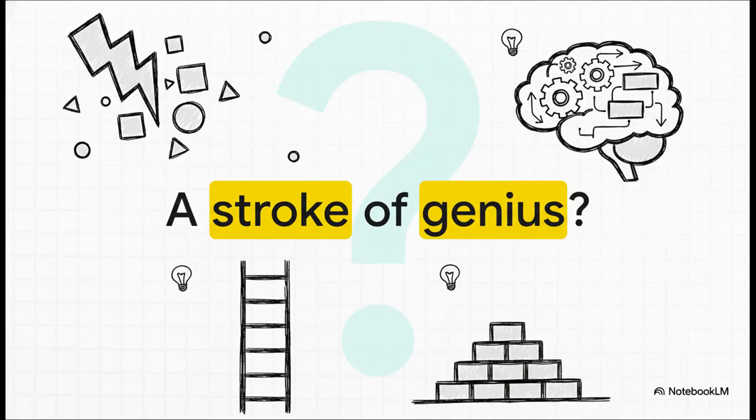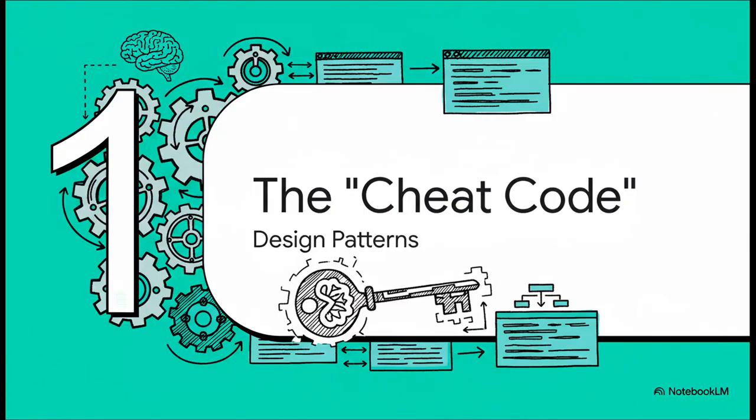It's easy to think it's some kind of magic, a flash of inspiration that only the chosen few get. But what if I told you it's not magic at all? It's a skill, and it's a skill that you can absolutely learn. See, the secret isn't some innate genius. It's actually experience, all boiled down into a set of powerful tools. We're calling them the developer's cheat codes, but their real name is design patterns.